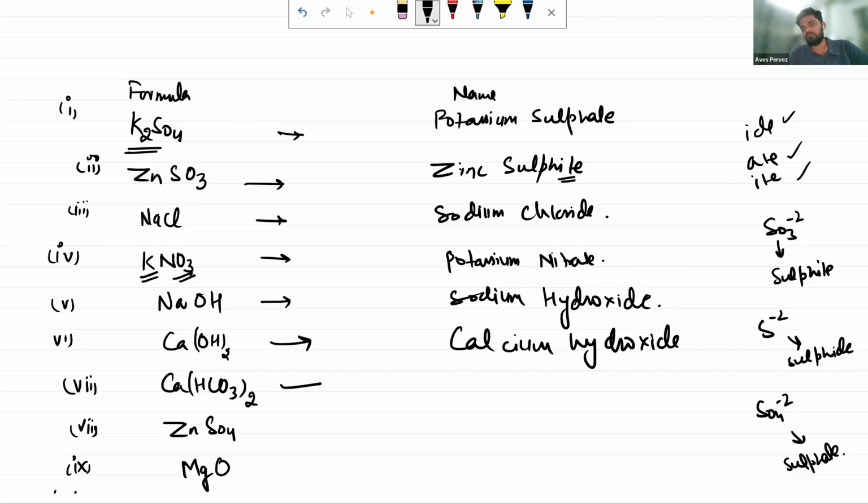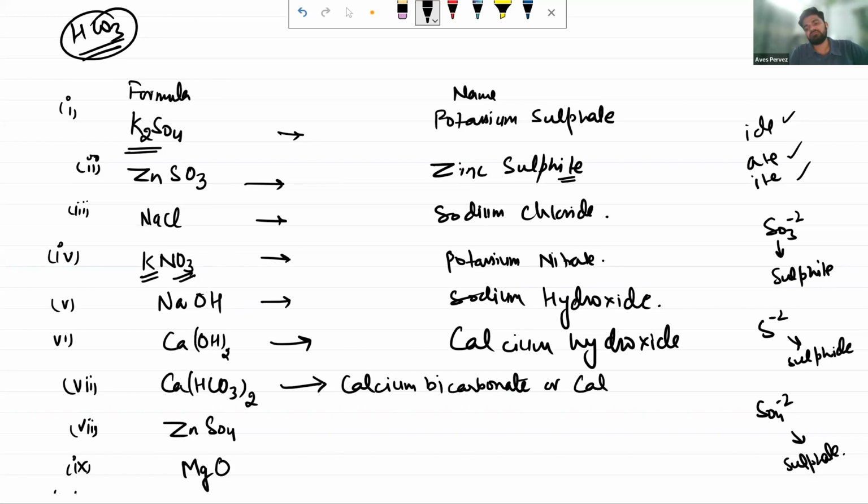What is the name for this one? Take it in your copy. Bicarbonate. Yes, hydrogen carbonate. You can write it as calcium bicarbonate, or the same name for this one is calcium hydrogen carbonate.